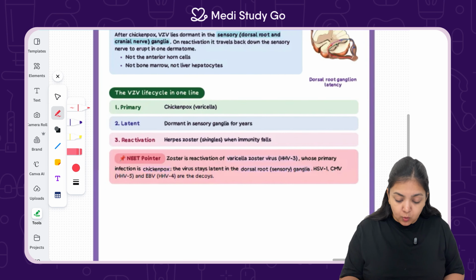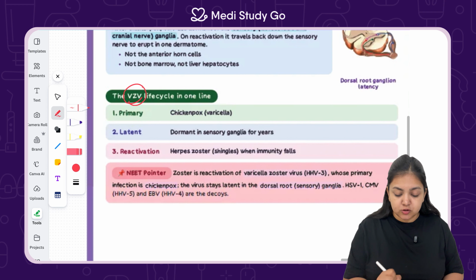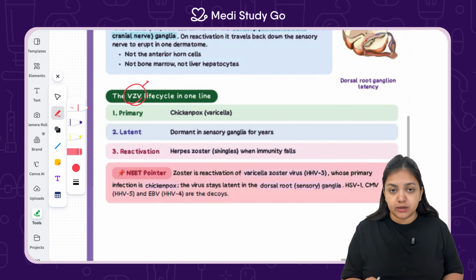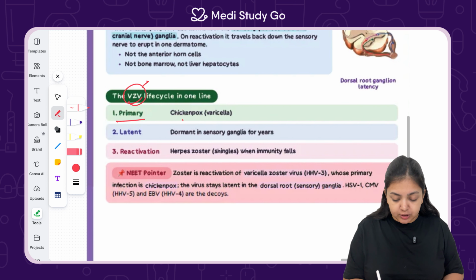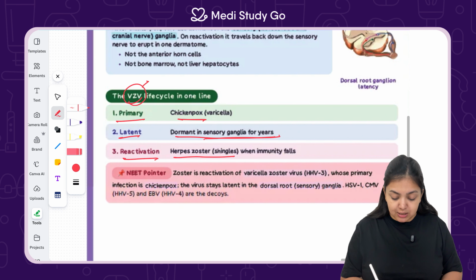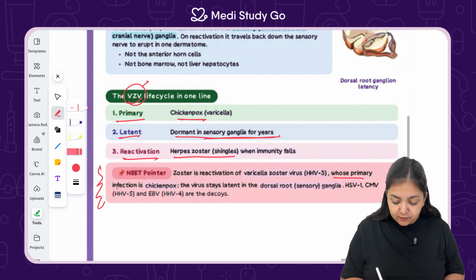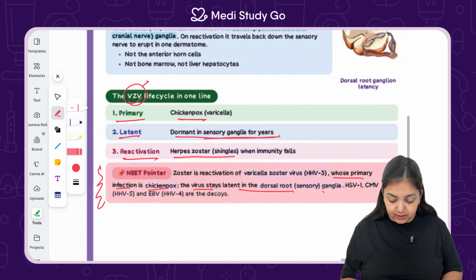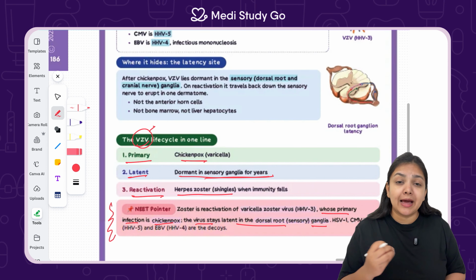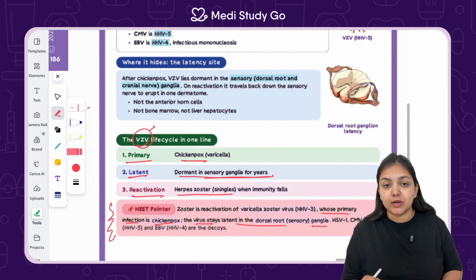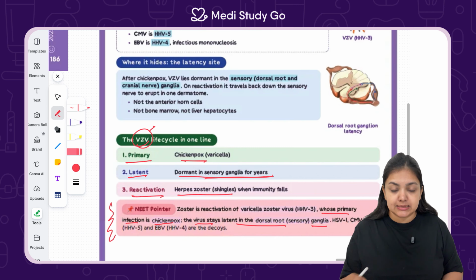For example, what is the life cycle of Varicella Zoster virus in one line if you want to understand? That the primary disease is chickenpox. It becomes latent in the sensory ganglia for years and then it gets reactivated to cause shingles. So a neat pointer for you over here is that zoster is reactivation of Varicella Zoster virus, whose primary infection is chickenpox, and the virus stays latent in the dorsal root ganglia. So this is how you can learn direct pointers, which are actually significant questions in the NEET exam.